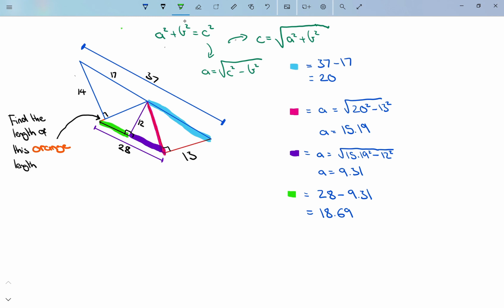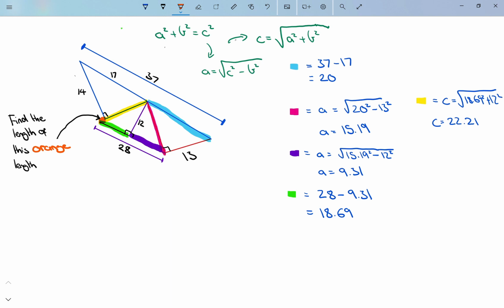So here we're going to find our last length of our hypotenuse, so this yellow length that I'm highlighting. So again, we're looking for a hypotenuse here, so we're going to use our c formula. So c equals the square root of a squared plus b squared. Now it gets a bit tight over in this corner, so I'm having to cram it in a little bit. So c equals the square root of 18.69 squared plus 12 squared. So c equals 22.21.